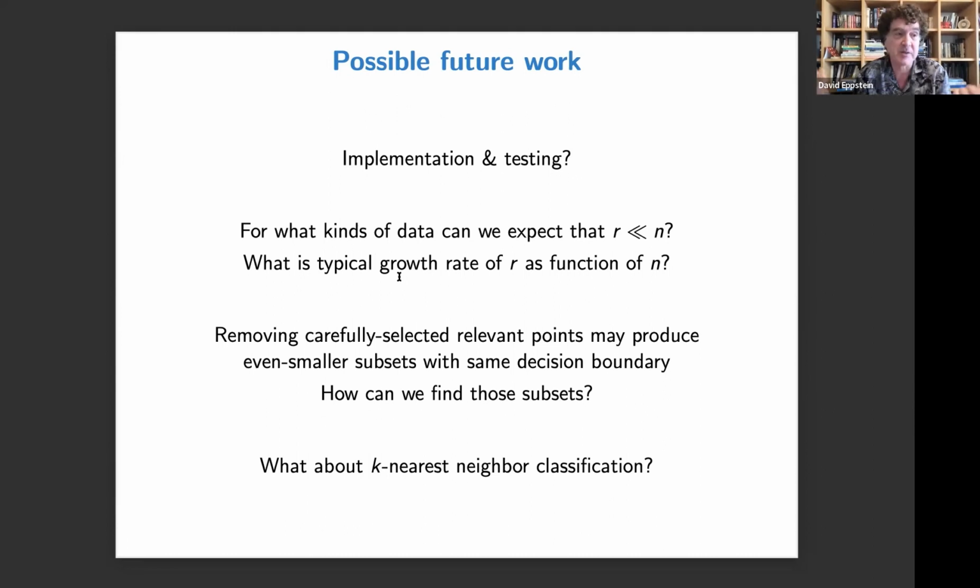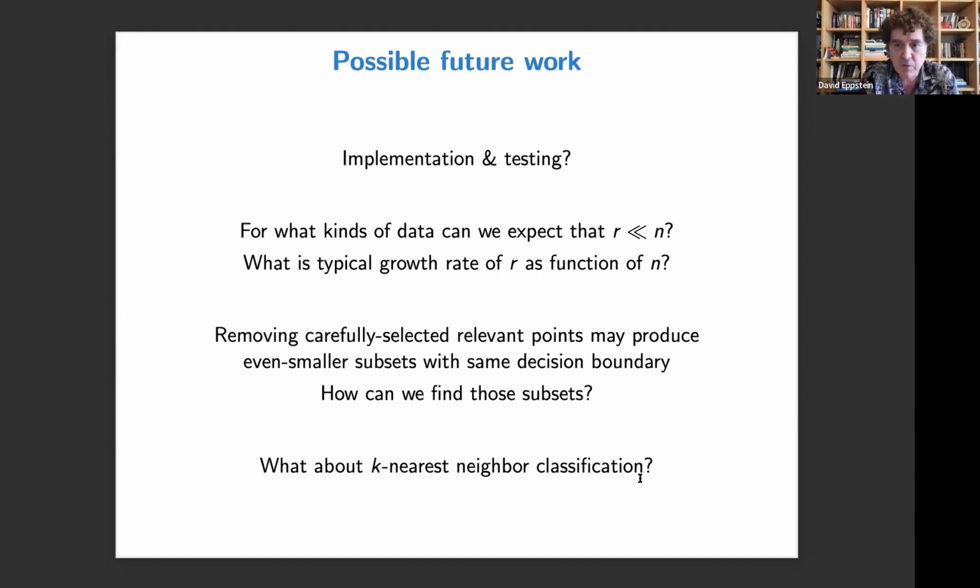Does this really help? Is it a useful thing to do, or are most of the points relevant already and you don't trim much? It's not always the case that the relevant points are the smallest subset that give you the same decision boundary. Sometimes if you remove other points that are relevant, you can get a smaller subset with the same decision boundary. And that looks like a much harder problem. So there's some interesting algorithmic questions there.